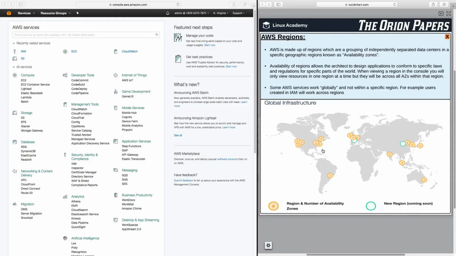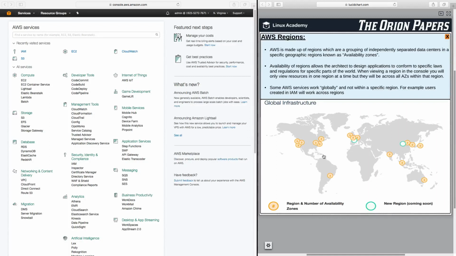AWS is made up of regions, which are a grouping of independently separated data centers in a specific geographical region known as availability zones. Regions allow the architect to design applications to conform to specific laws and regulations for specific parts of the world. If we take a look at the map down here, this is a current map as of January 2017 of all of the availability zones and where they're located around the world.